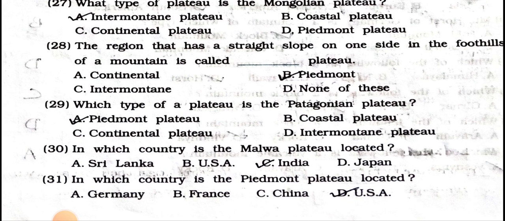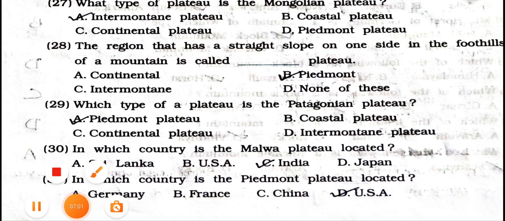Number 31. In which country is the Piedmont plateau located? A. Germany. B. France. C. China. And D. USA. Answer is option D, USA.